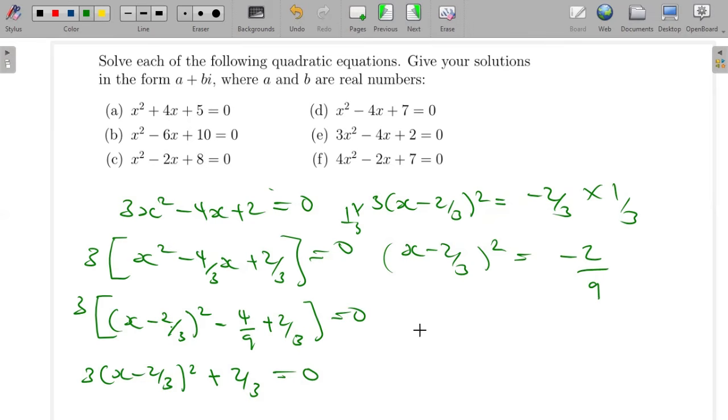Then you can take the square root now on both sides. That's going to give us x equal to 2 over 3 plus minus, and then you have the square root of negative 2 over 9. Let me write it again. So that is going to be the square root of 2 over 9, there's a negative sign there. Then that is 2 over 3 plus minus, on top you have negative root 2, and down there you just get 3. Okay.